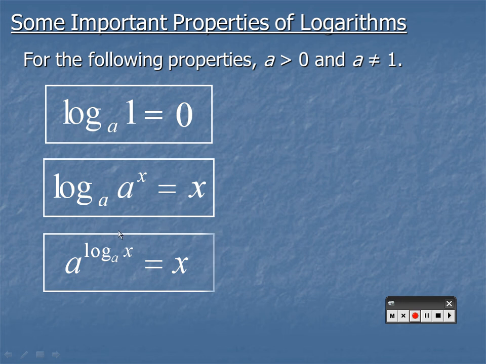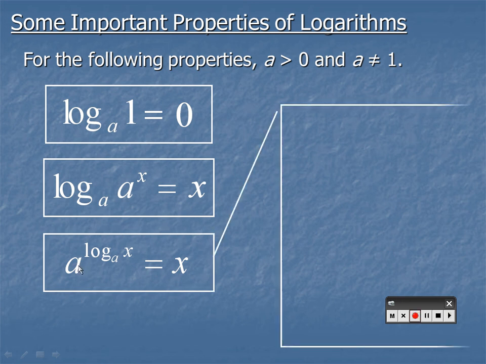And vice versa. a to the power of the exponent you put on a to get x is x. It's the exponent you put on a to get x, and you're putting it on a, answer x.